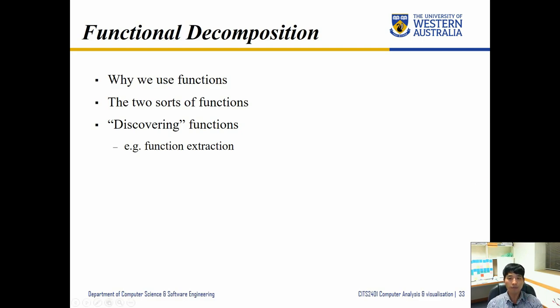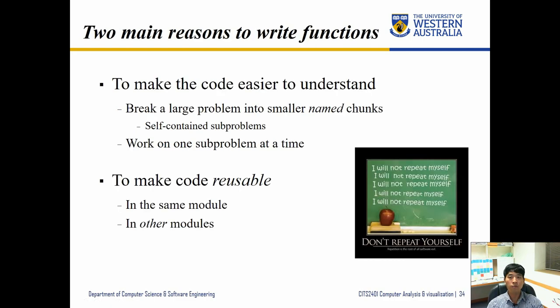These are some of the items we'll cover. So let's have a look. There are two main reasons to write functions: make the code easier to understand and make the code reusable. Reusable is very important. You don't want to reinvent the wheel. Rather, if somebody has implemented it, you just want to bring it in and use it for your own.